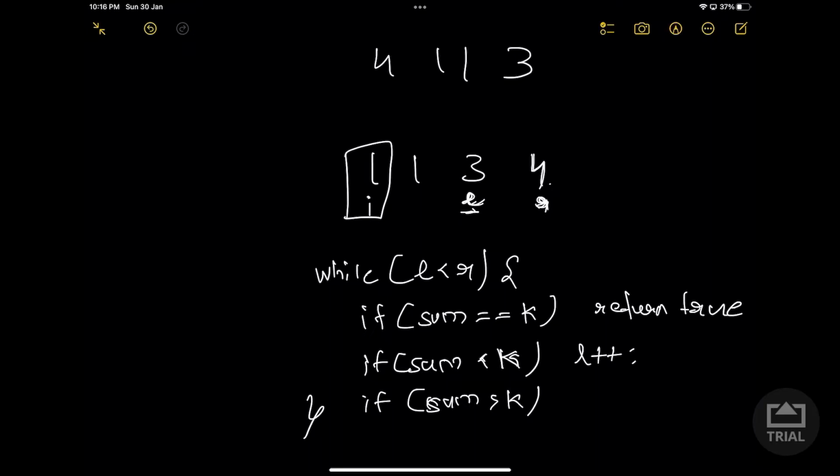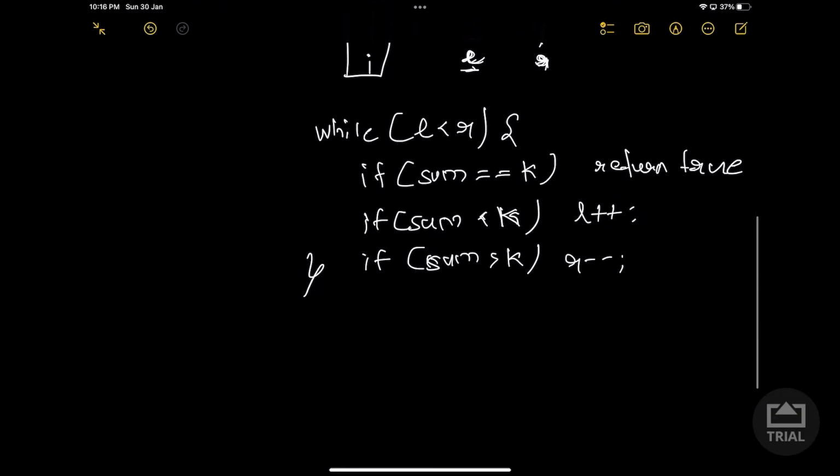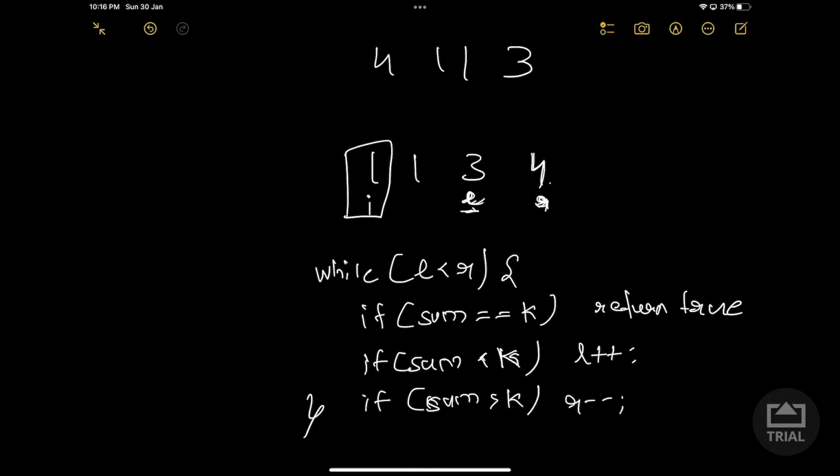Like, we know that the array is sorted, so we know that the element at the left is less than the current element, where R is right now. So we'll decrease the R, so that the sum decreases. So this is a two pointer. First we will fix I, and we will move L and R.